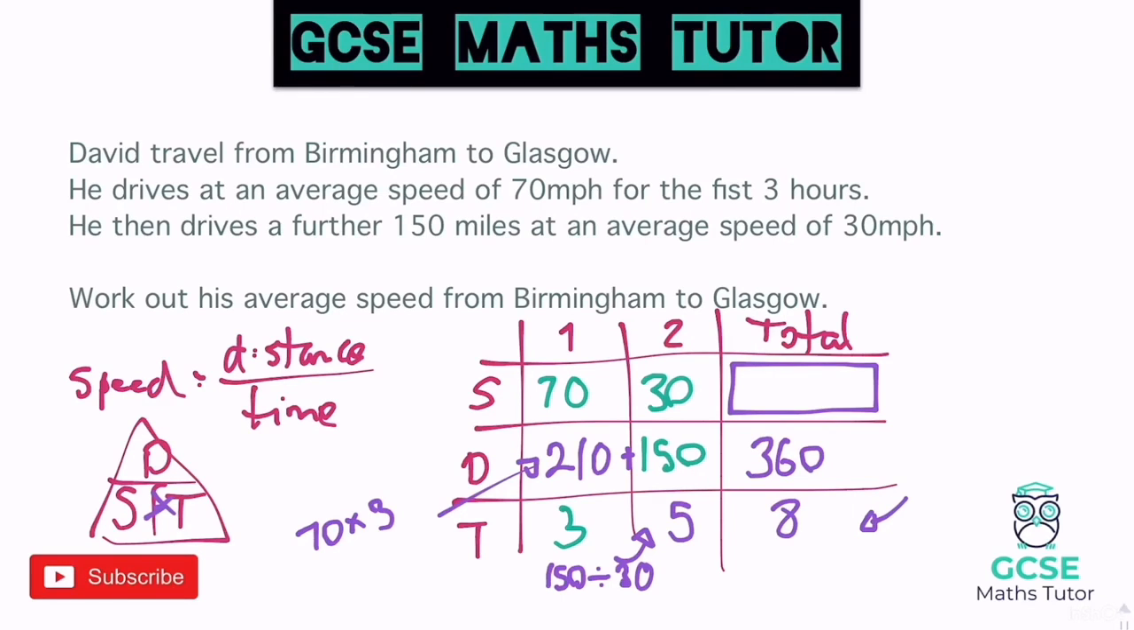Now we can work out his total speed, because we've got his total distance and his total time, and speed is distance over time. So it's 360 divided by the total time of 8 there, and 360 divided by 8 gives us an answer of 45 miles per hour. So I'll just write that down, 45 miles per hour. Again, keeping it all nice and tidy in a table so it all makes sense.